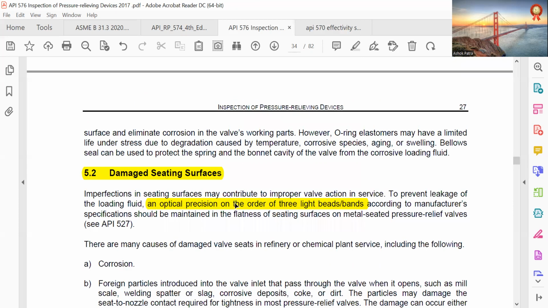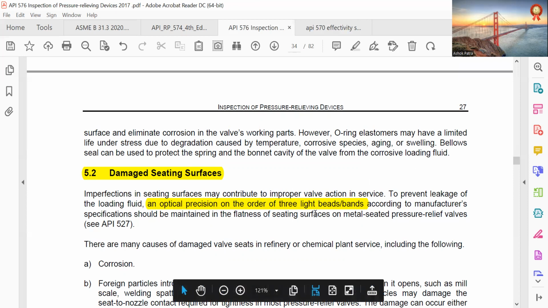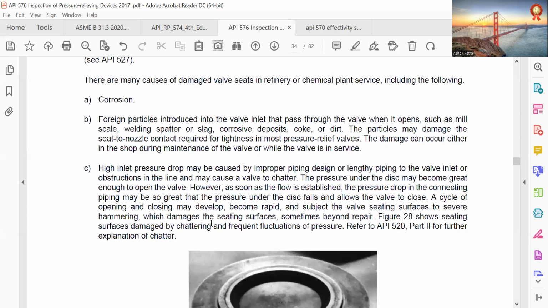Damaged seating surface. Their optical precision is on the order of 3 light bands. Imperfection on the seating surface may contribute to improper valve action in service. To prevent leakage of the loading fluid, optical precision on the order of 3 light bands, according to the manufacturer's specifications, should be maintained in flatness of the seating surface on a metal seated pressure relief valve. API 527.